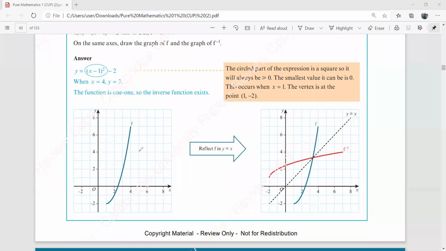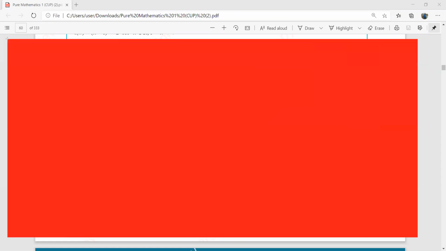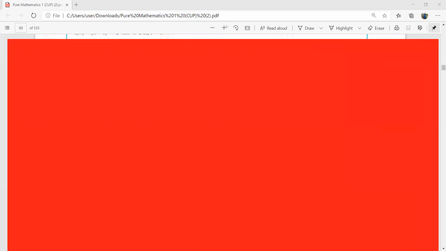Hello guys, we are going to see how to draw the graphs of functions and their inverse functions. For that, I just need to tell you a little bit first, and then I'll take this example. We have already discussed how we write the inverse of a function.